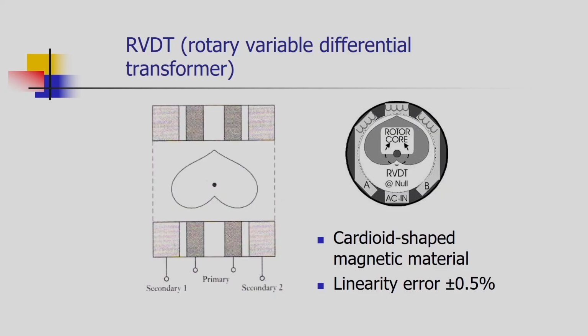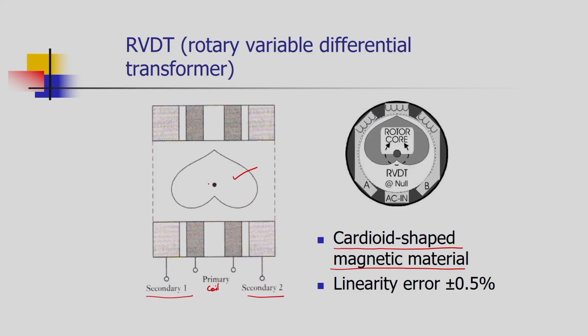An arrangement of an RVDT, that is, a rotary variable differential transformer, is shown on your screen. The construction is very interesting. It has a cardioid shaped magnetic material core, which you can see here. This is the cardioid shaped magnetic material. We have a primary coil and a set of secondary coils, that is, secondary coil number 1 and secondary coil number 2. The principle of operation is very similar to the LVDTs.